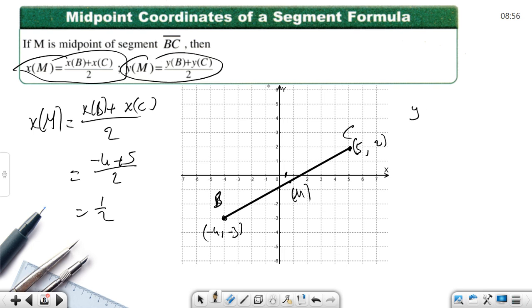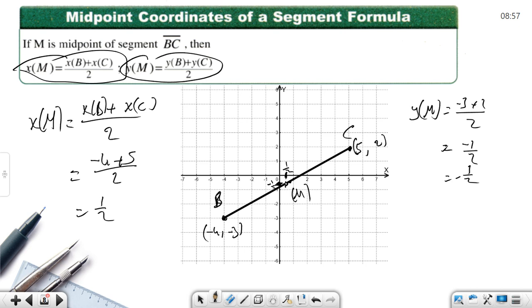The rule is written here. The same idea: y of the midpoint equals y of B plus y of C, divided by 2. Y of B is -3. Y of C is 2. -3 plus 2 equals -1, over 2. So -1 over 2. So it's here. This is -1 over 2. This is 1 over 2.